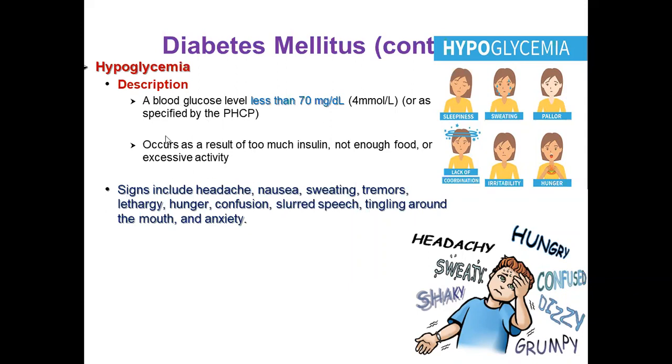So what are the conditions in which a patient has to face the signs and symptoms of hypoglycemia? They occur as a result of too much insulin. Say your patient is diagnosed with diabetes mellitus or hyperglycemia, and the patient is supposed to take insulin. If the insulin is too much, or there is not enough food, or excess physical activity, the patient has a chance to develop the signs and symptoms of hypoglycemia. What are the common signs and symptoms?